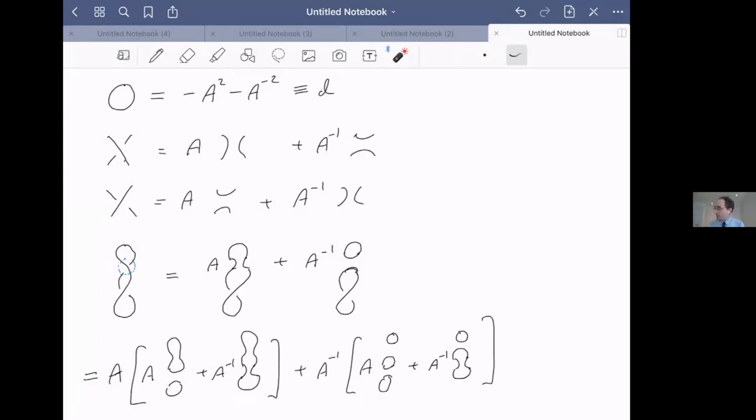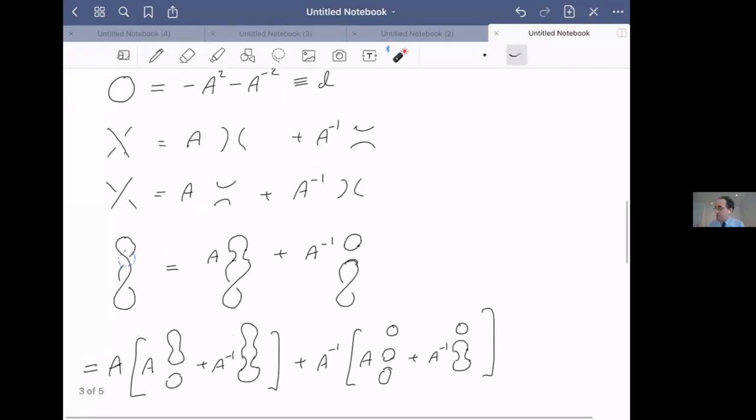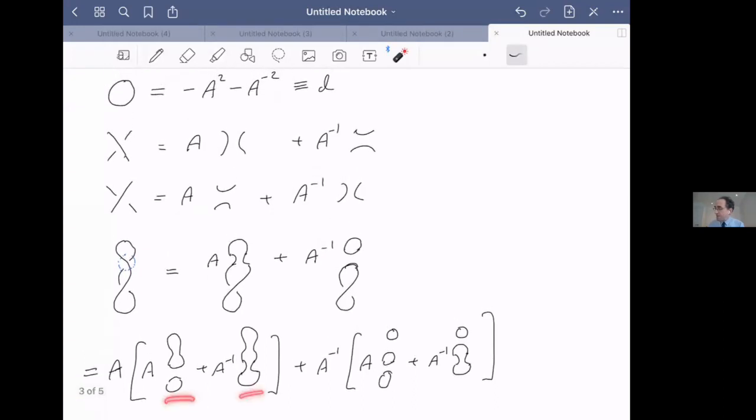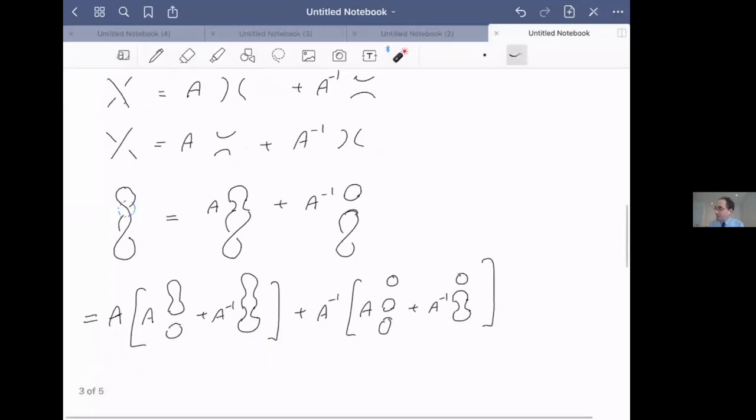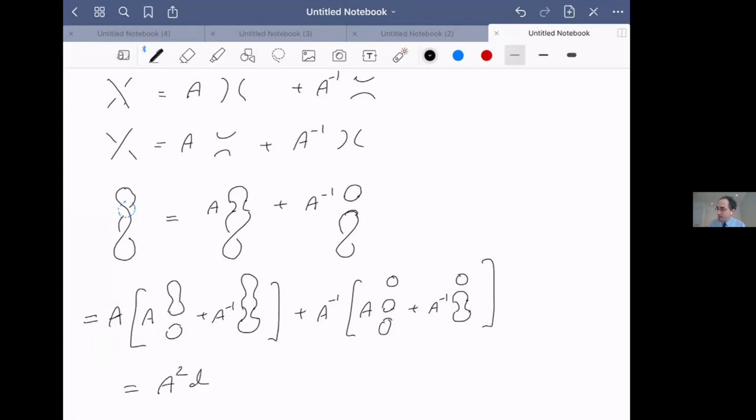If you can see that. So each of these loops, there's no crossings left. Each of these loops is just replaced by the constant d. Okay. So let's just do that really quick. So here I have a times a, 2 d's is d squared. So the first term is a squared d squared. In the second term, a cancels a inverse. There's one loop, so I get plus d.